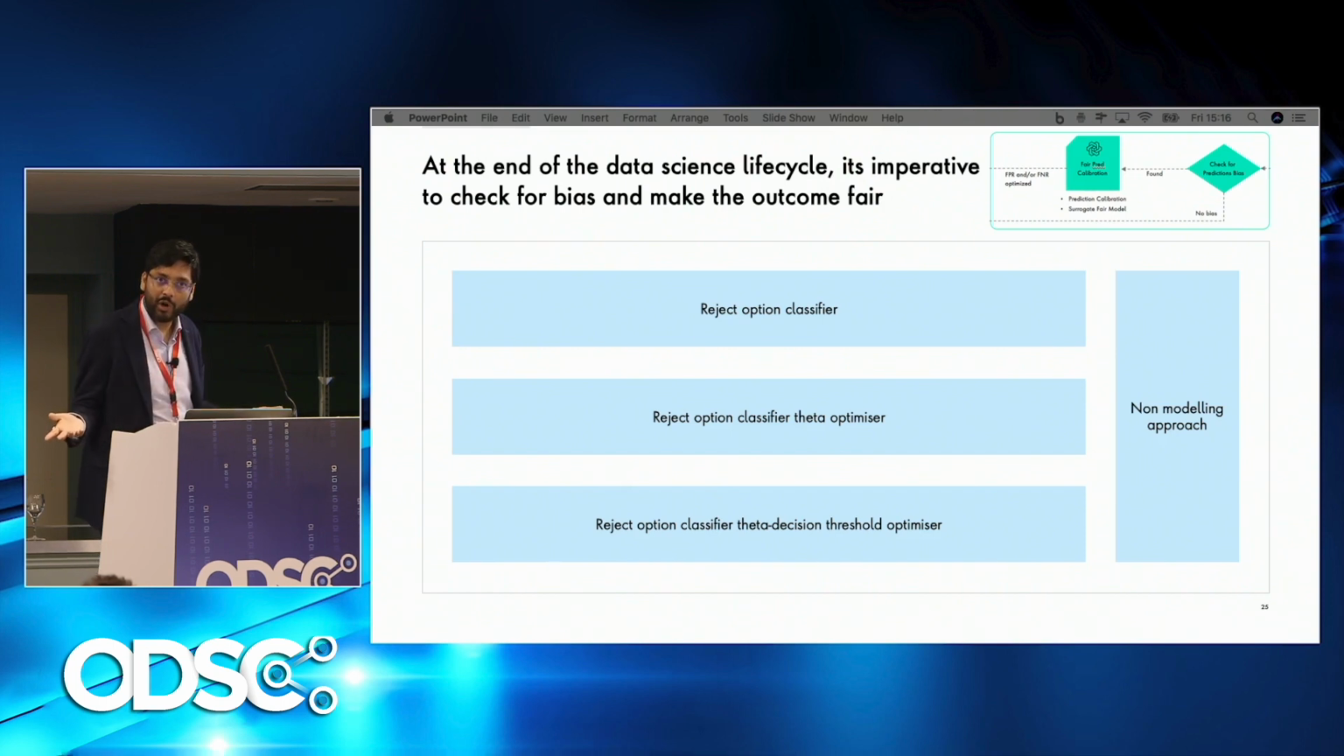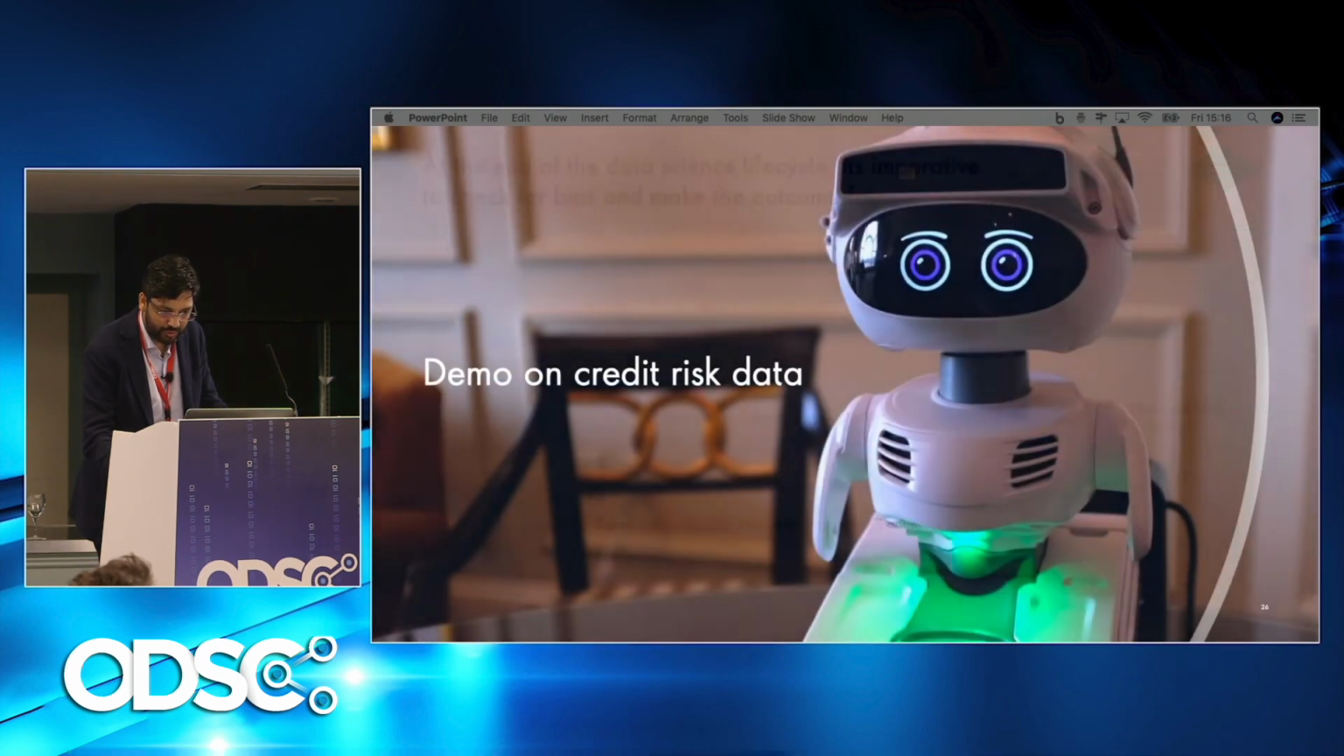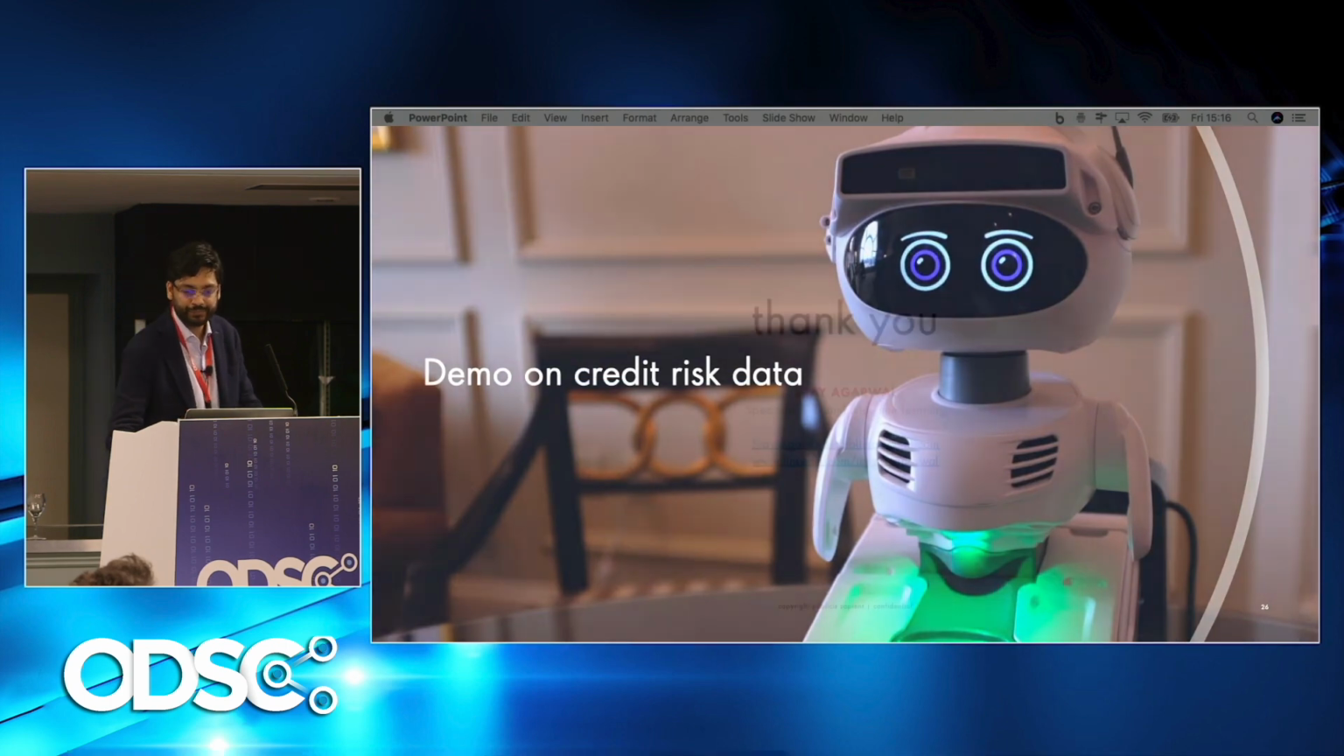And it's a non-modeling approach. I did not make any model. I took my actuals, I took my predicted, and that's it. I did not make a model, did not touch your model, and just without using any model, I made the data fair, or the output fair, right? So that was the thing, and we used credit risk data.